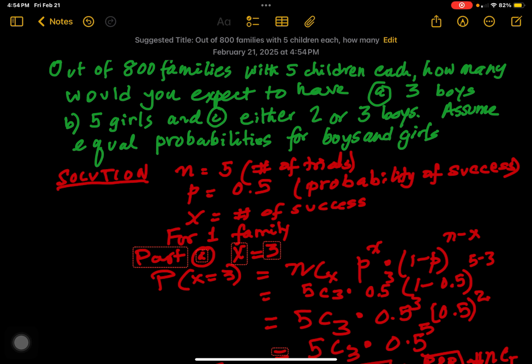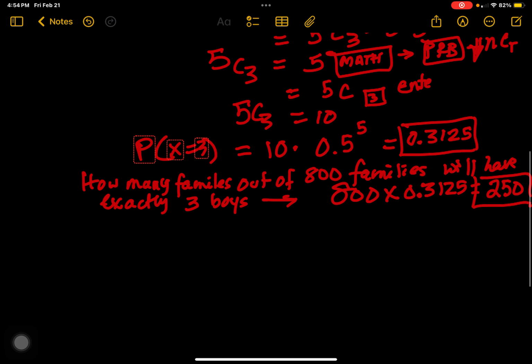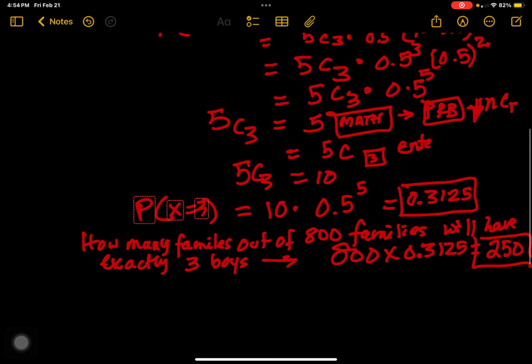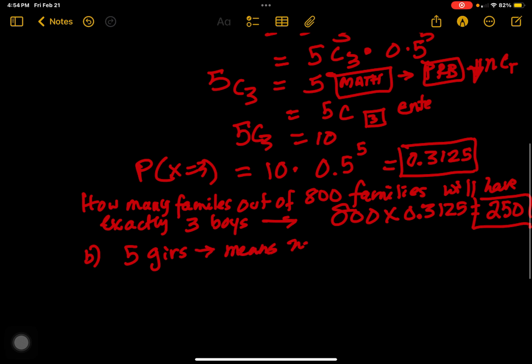So we did part A using the formula for 3 boys. 5 girls is easy, there is no boy in this case. So part B is 5 girls. 5 girls means no boys.